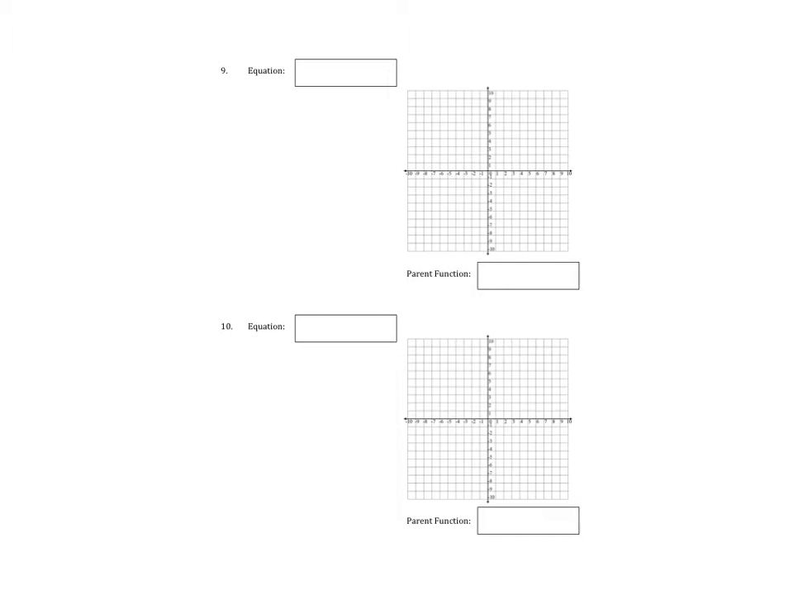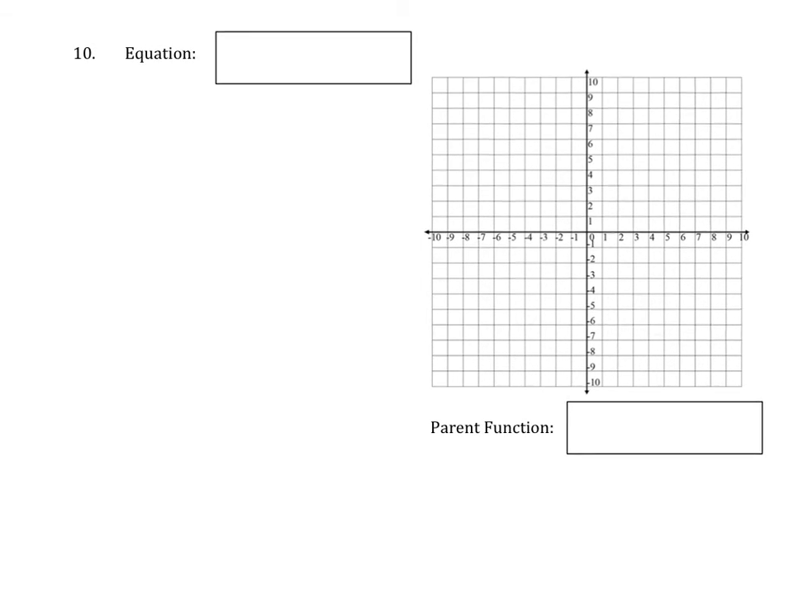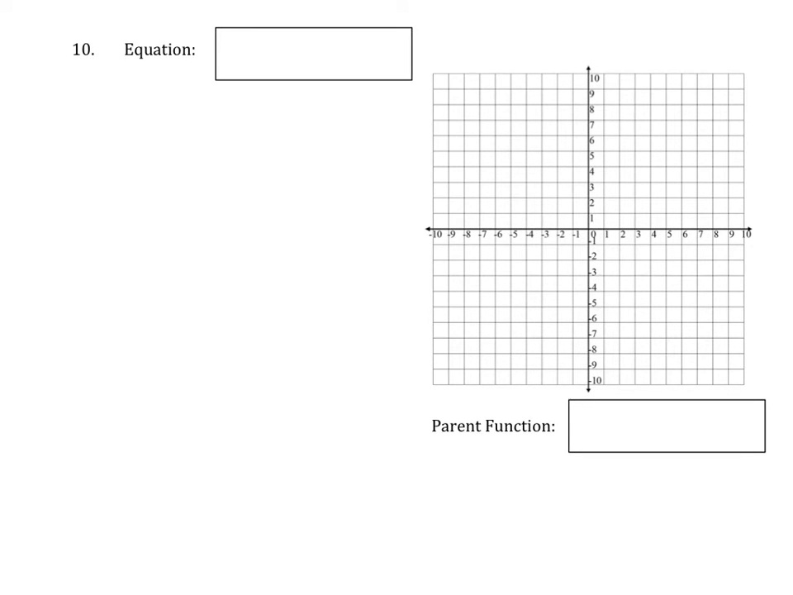Hey guys, I'm going to do number 10 from tonight's homework. Alright. So the equation says y equals 2 times the absolute value of x, minus 1.